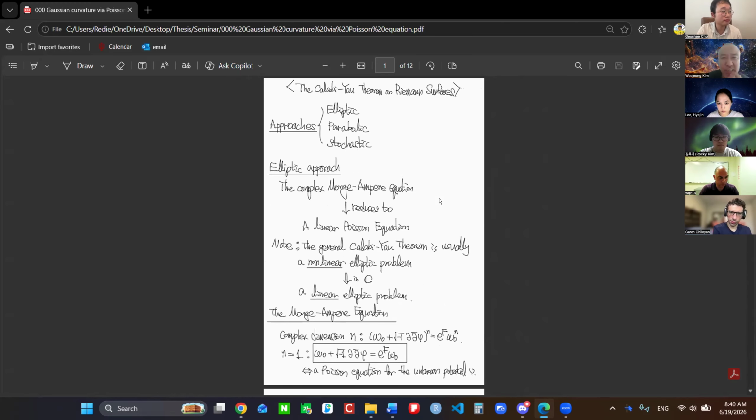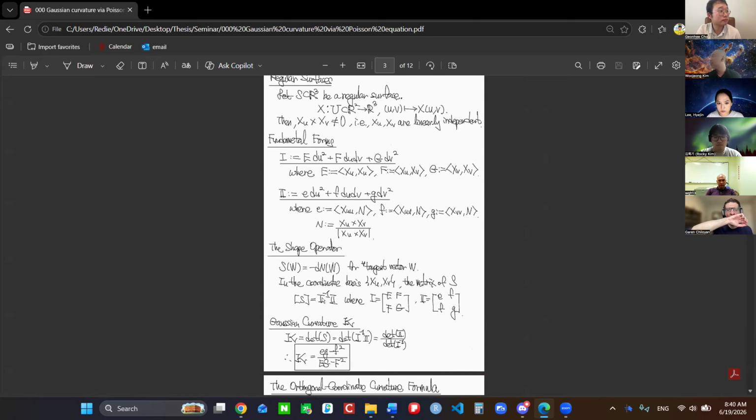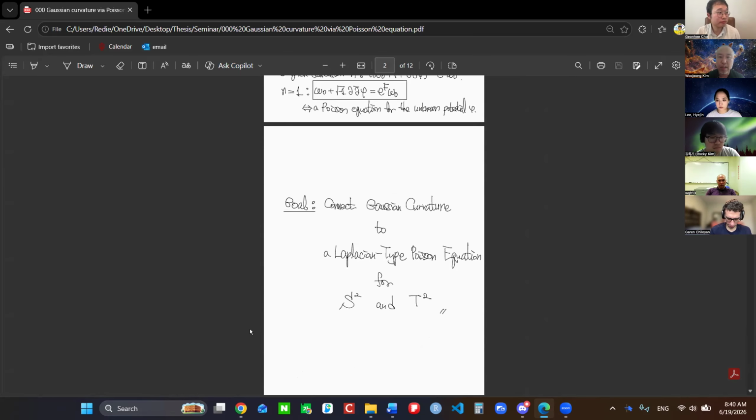As far as I understand, I just have a glimpse about the first approach, which is the elliptic approach. I learned that we found the Gaussian curvature in this original way using the determinant of the shape operator, but we can express that Gaussian curvature using a Laplacian-type Poisson equation.